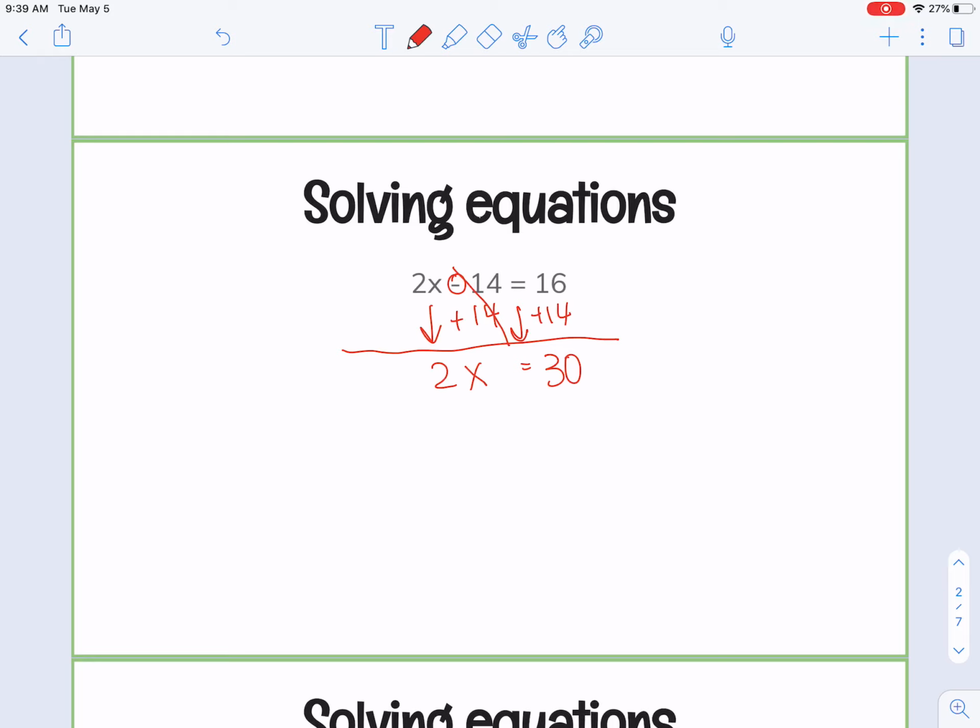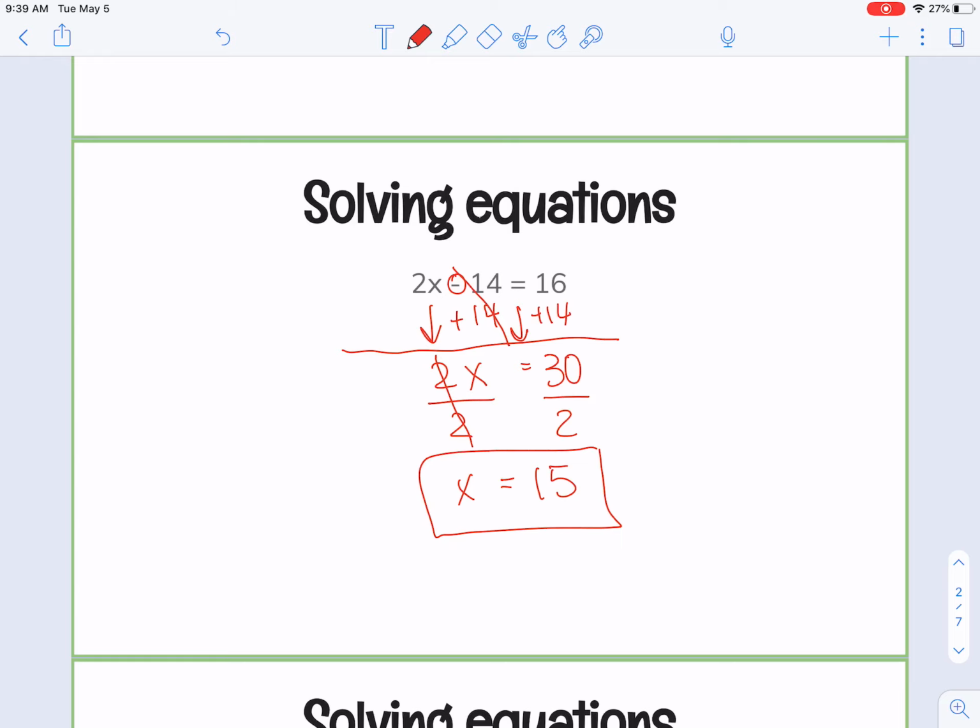And now we have to get rid of the coefficient, the number in front of the variable. And we would have to do multiplication or division. And in this case, it's going to be division because 2x means 2 times x. So divide both sides by 2, and we can get rid of that 2. Bring down the x, bring down the equal sign, and we would just have to do 30 divided by 2, and that would be 15.